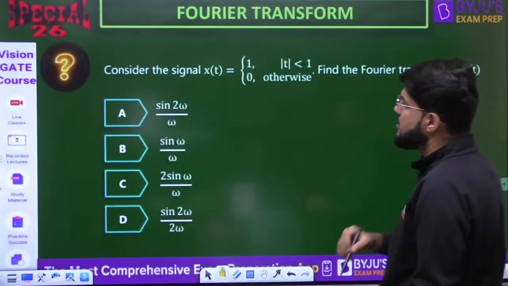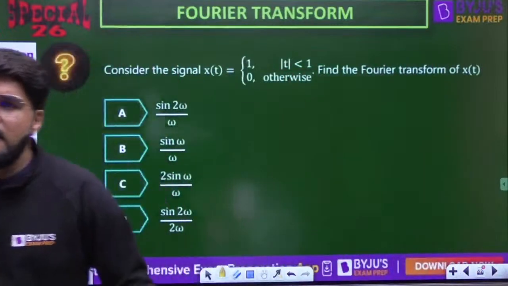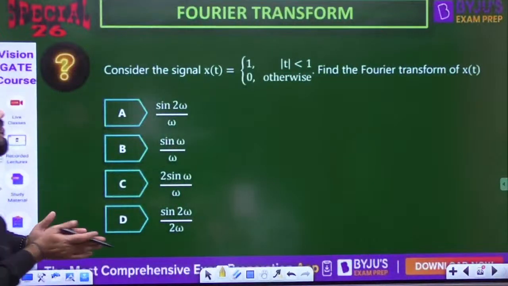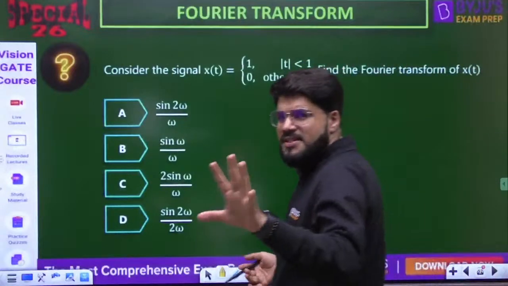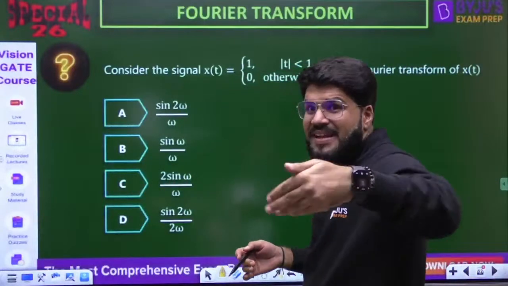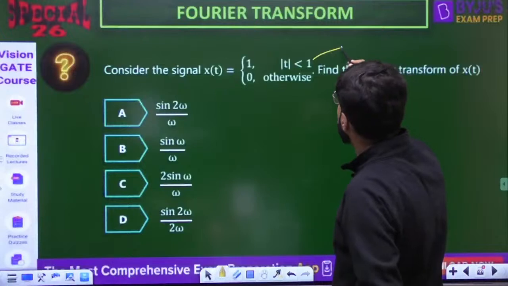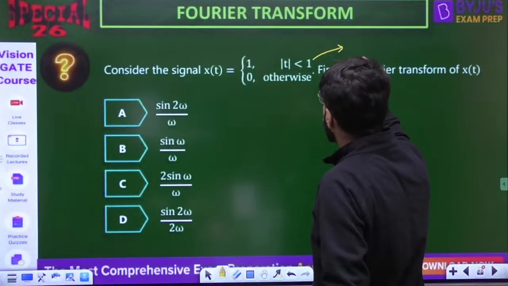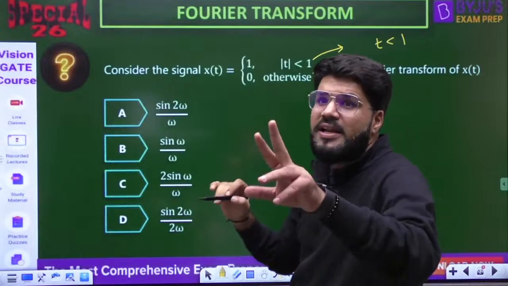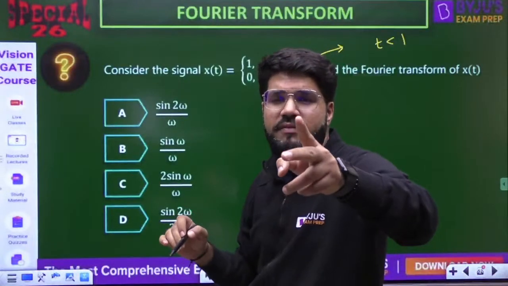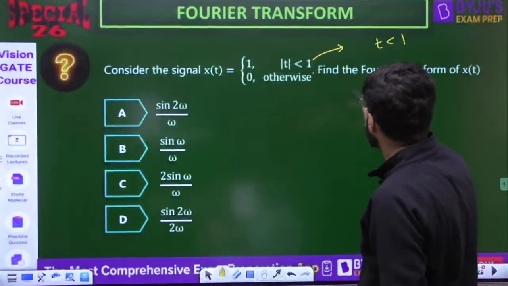Let's come to the next. Consider the signal xt equal to 1 for mod t less than 1. Find the Fourier transform of xt. This is a simple one, but now we will link questions to it. Now, what is the meaning of mod t less than 1? Magnitude of t less than 1. So t can be between 0 and 1, or it can be between 0 and minus 1 also. When you take 0 to minus 1, the magnitude is also less than 1.